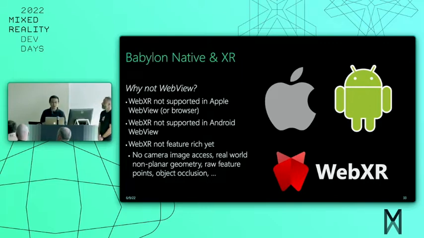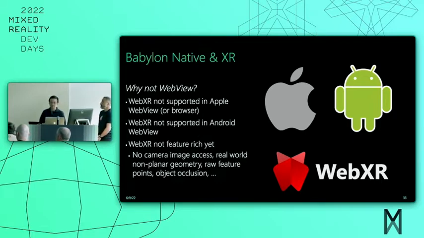And second, WebXR is missing a few important features. The list you can see here. Some of these are in experimental and draft state. So eventually, some of these will make it into the WebXR spec, right? But there are things that probably will never make it into the spec. So for example, raw feature points probably will never make it into the spec.